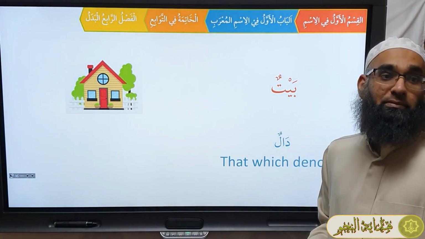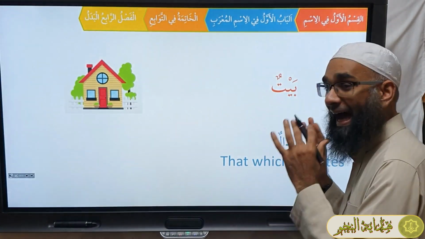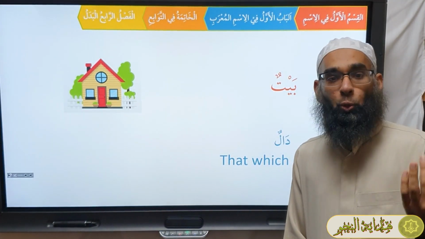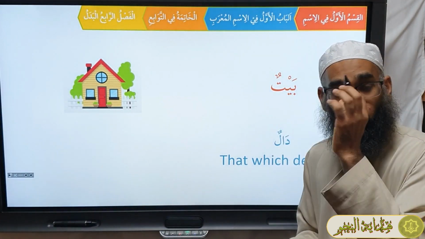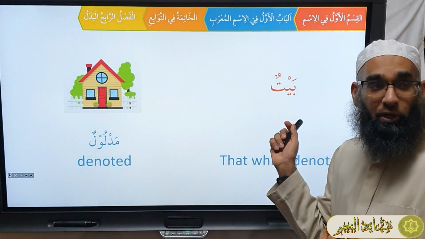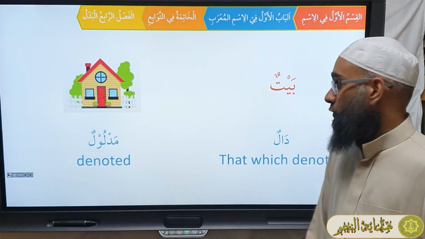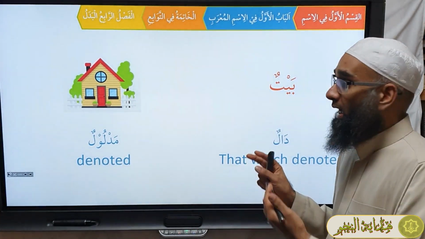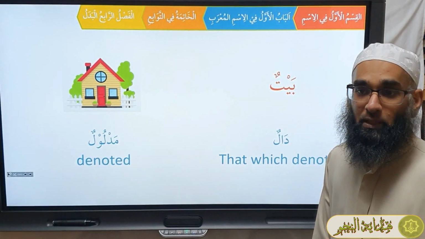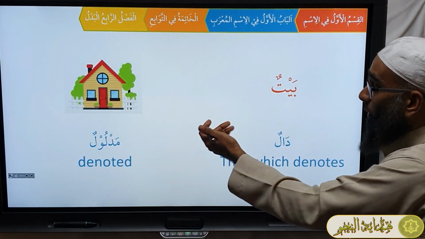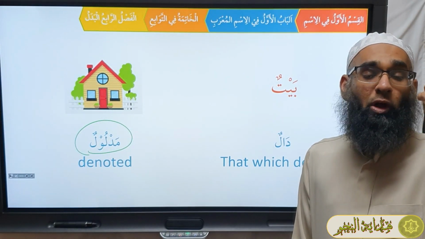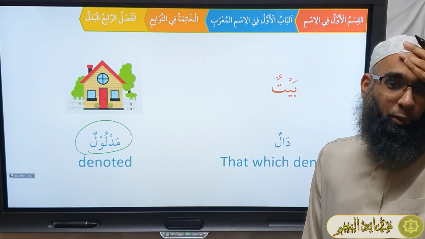Dal. Meaning that which implies, that which denotes, that which shows. This is the dal. And the meaning and the image that comes across because of the word is called the madlul. So the dal is that which denotes, and the madlul is the image that comes to mind, the implication. Yes? Now this word will come up in the text, that's why I've explained it here. So what's madlul? The implication or what is denoted by the main word.